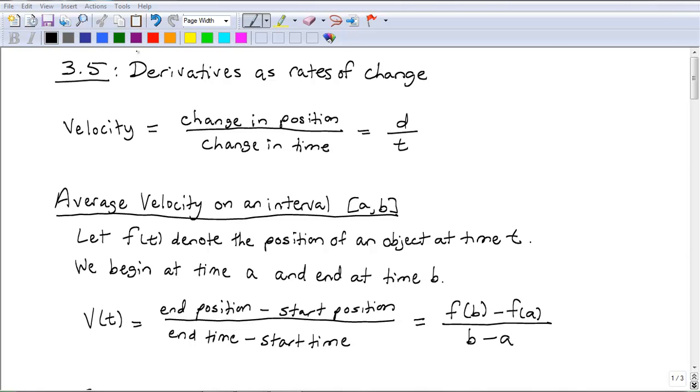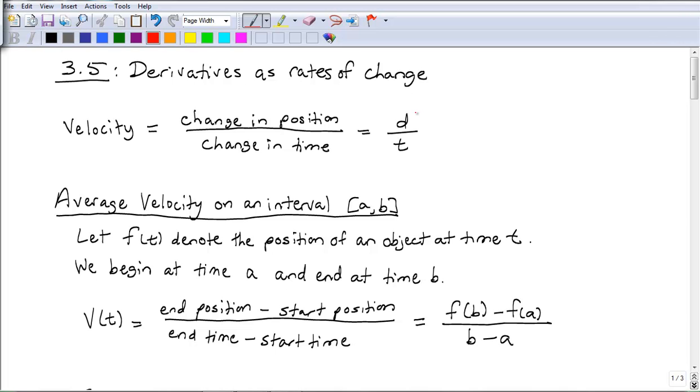When you're driving in your car, you're going a speed, and the speed is usually miles per hour. Miles is a distance, and hours is a time, and that tells you how far you travel in 1 hour of time. It tells you how your distance changes over a certain amount of time. And the derivative can help us find that. So the velocity is thought of as the change in position over change in time.